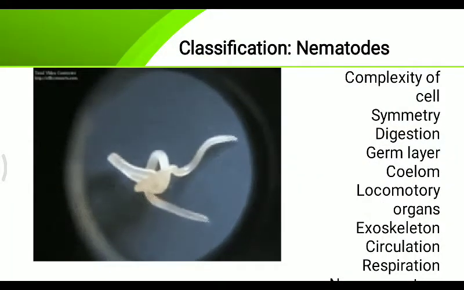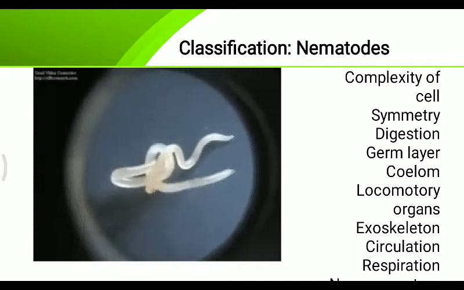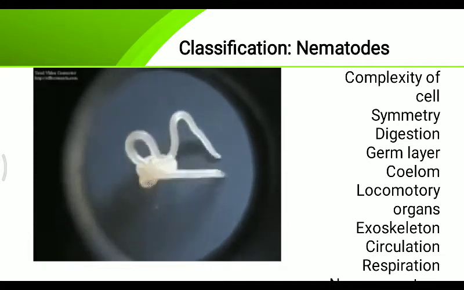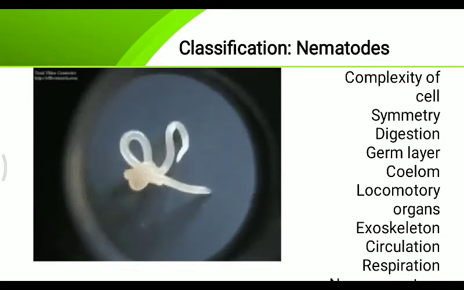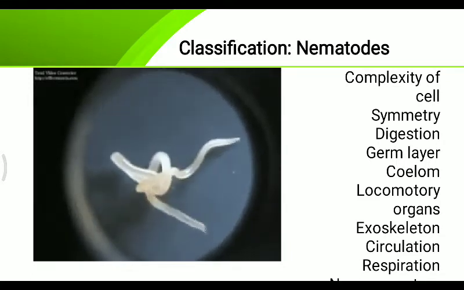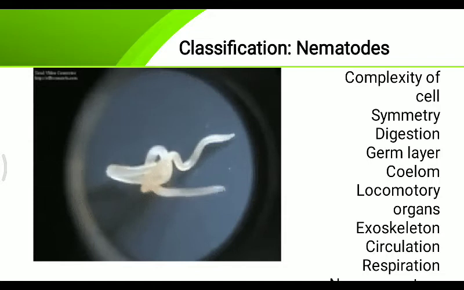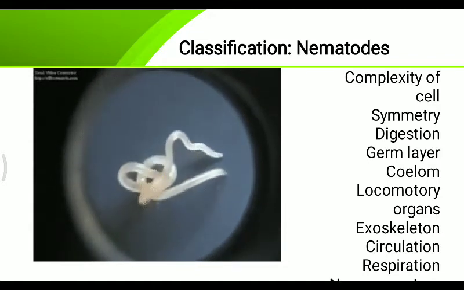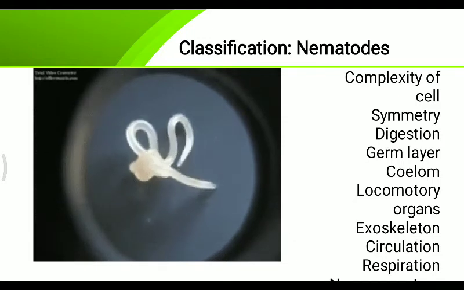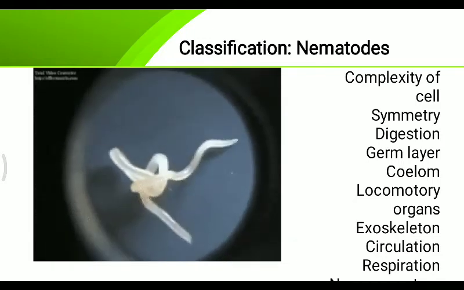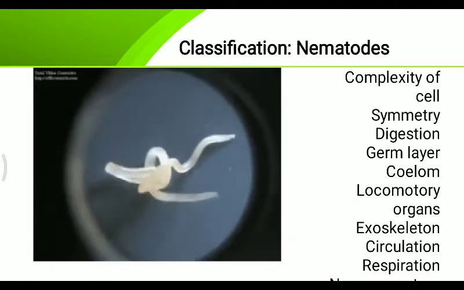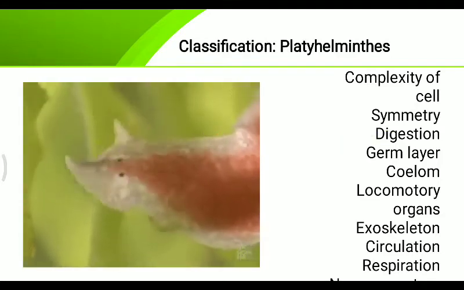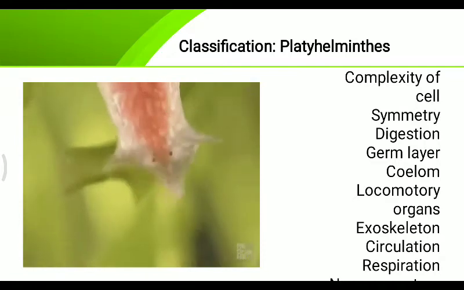The next phylum is Nematoda. Nematodes are also known as roundworms. These are round-bodied organisms which are completely parasitic. This phylum represents the roundworms which are completely parasitic. The next phylum is Platyhelminthes, and this is one example.